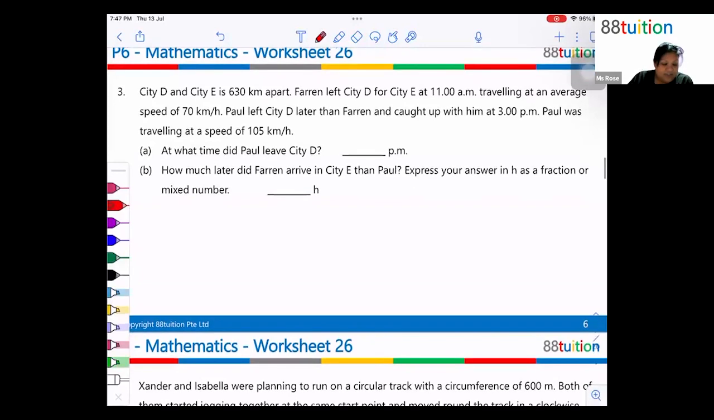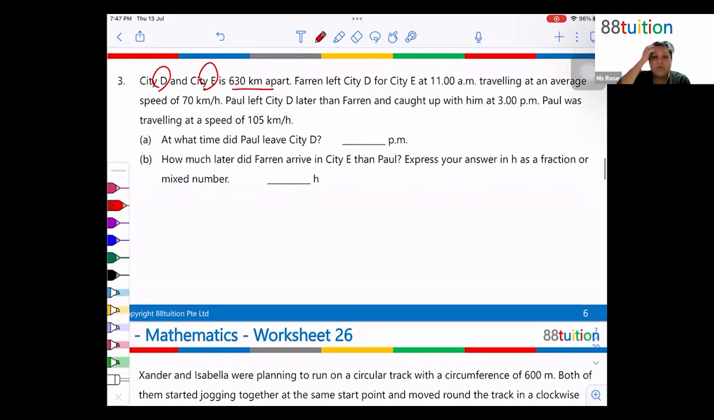All right. So let's look at question number 3. D and E are 630 kilometers apart. Now, when it comes to speed questions, it is always important that you draw the distance timeline, put in all the information so that it's easy for you to solve. If I just look at the first part, I know that it is from city D to city E. The distance is 630 kilometers apart.